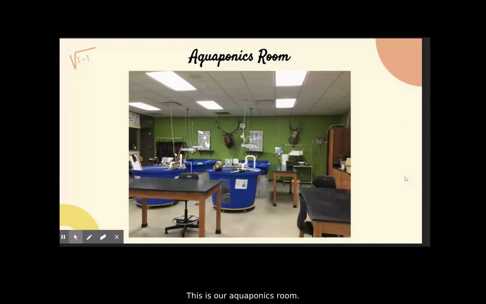This is our aquaponics room. In the beginning of each year, these tanks are filled with tilapia as students manage our classroom aquaponics tanks. Students learn the needs of fish and plants through a symbiotic relationship and hands-on learning. Students are responsible for maintaining proper fish health through traditional maintenance and water testing.